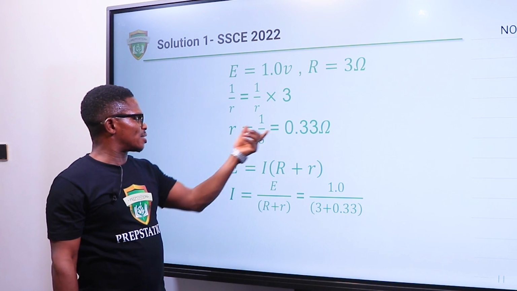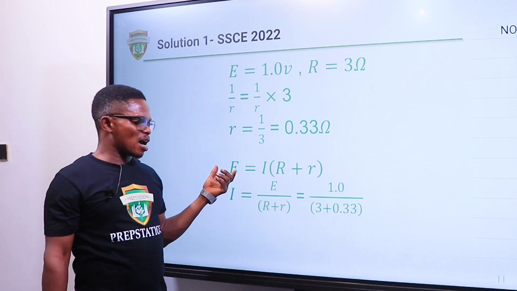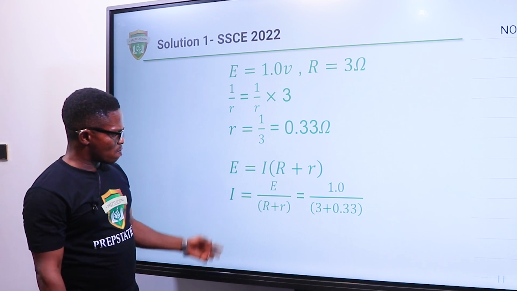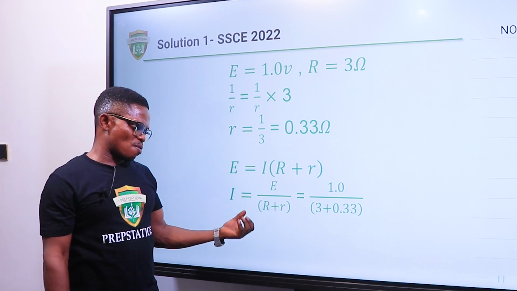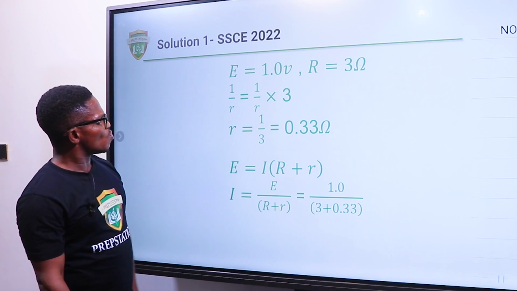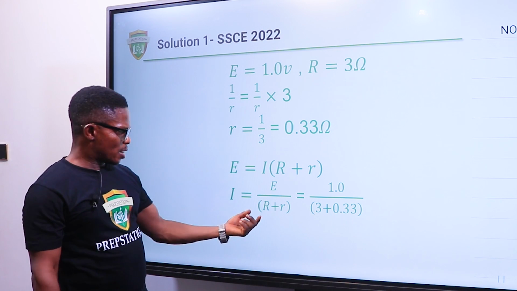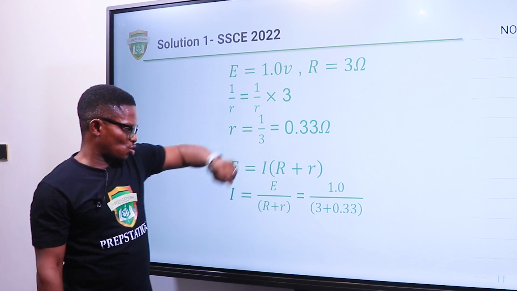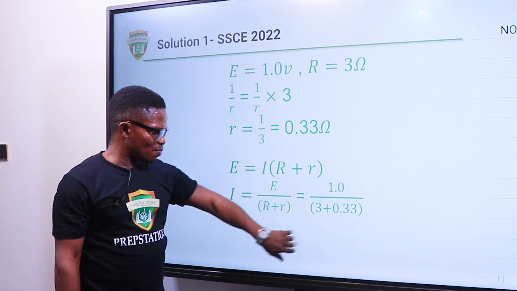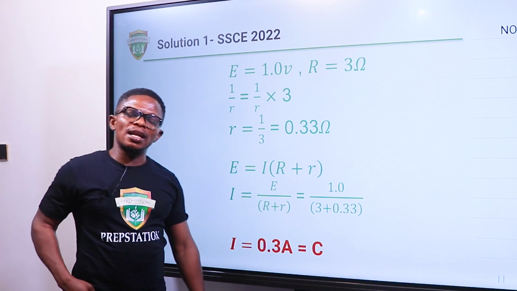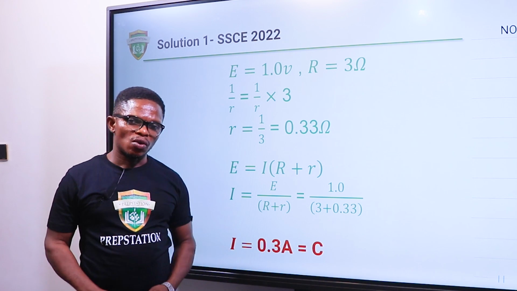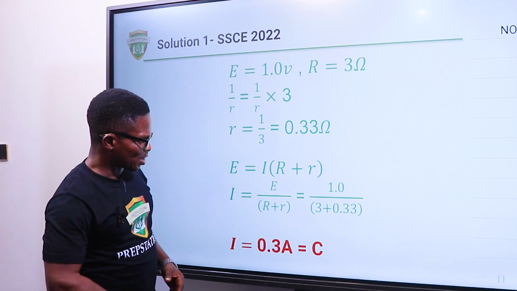This is the resistance; internal resistance is 0.3. So we have E equals to, this is the formula, the extension of Ohm's law. Now, by the time you make I the subject of the formula and then substitute the values, as you can see, this is 1, which represents E here. Then you have R, which is the external resistance, 3. Then you have internal resistance 0.33. So by the time you put all of these together, then your final answer should be what? 0.3 amperes. So that is why option C was the correct answer. I believe that was clear enough.